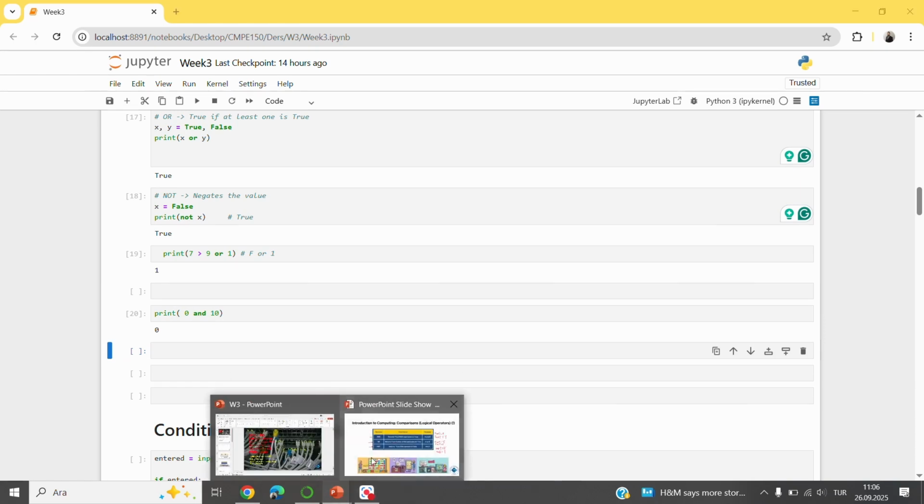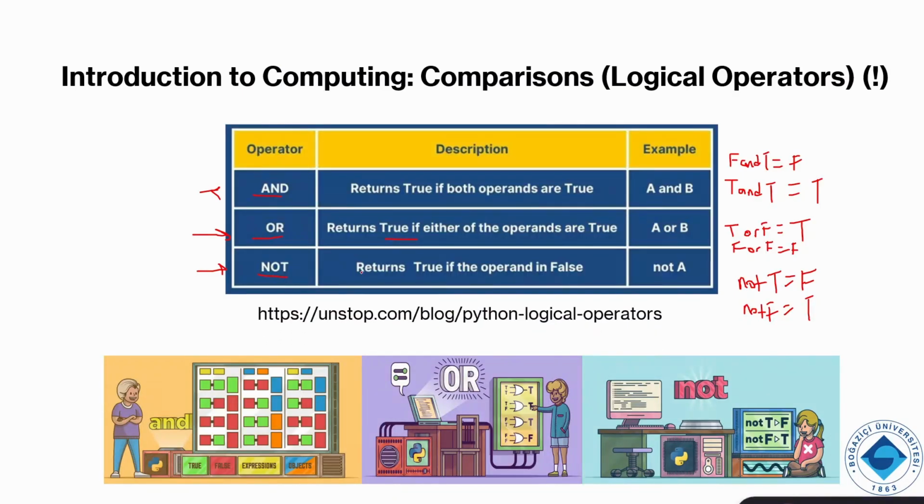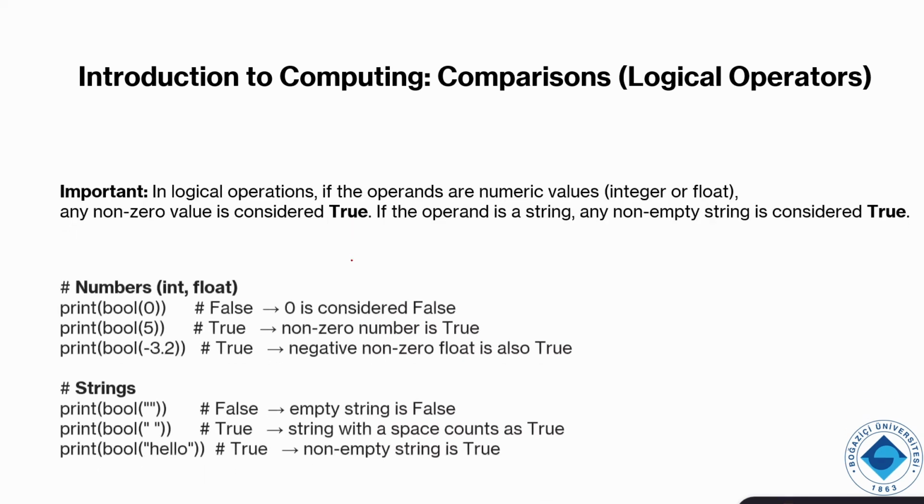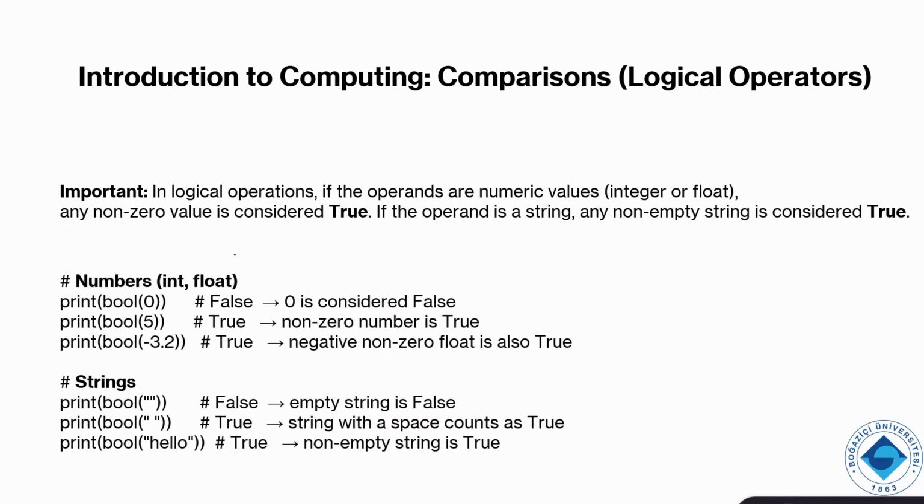Let me explain how it is working. In logical operations, it's important that if the operands are numerical values like integer and float, any non-zero value is considered true. If the operand is a string, any non-empty string is considered true.